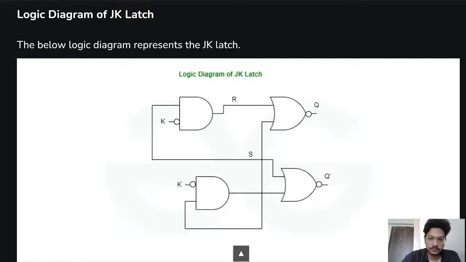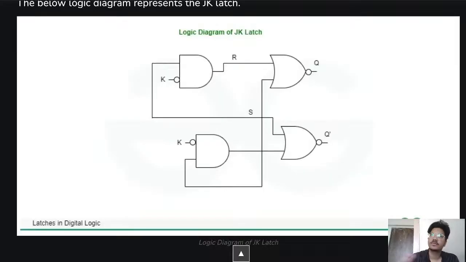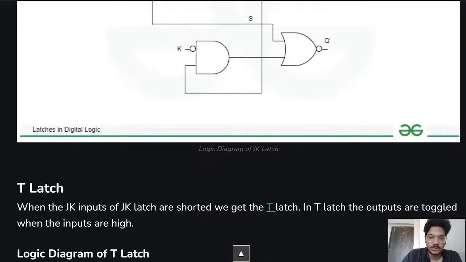So whenever we have to make the logic diagram for the JK flip flop, we simply use a NOT gate. One input is coming from the AND gate, and this is the output to this one. Another is coming from this one, but different, with K, not K, R, N, S, Q and Q dash. Okay, this is the logical diagram for the JK flip flop. After that, T latch.